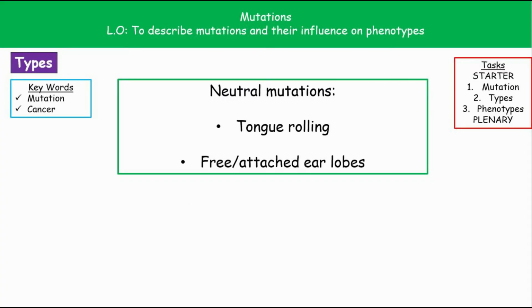When we talk about neutral mutations, these are ones that have absolutely no bearing on your chance of existing and surviving at all. So good examples of this is your ability to roll your tongue and whether you've got free earlobes or whether they're attached to the side of your head. It really makes no difference whether you can roll your tongue or not. It's not a case of if you can roll your tongue, you're definitely going to survive to the age of 90, whereas those who can't roll their tongue, they're doomed by the age of 60. It's just something that we can either do or can't do, but it doesn't impact on survival.